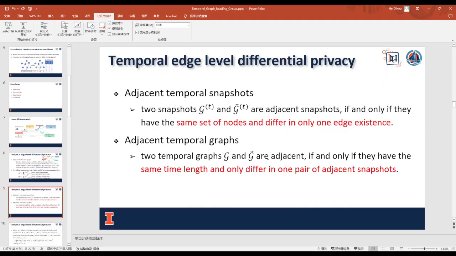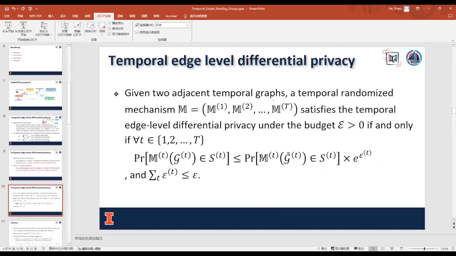Next we will prove that the proposed mechanism is a temporal edge-level differential privacy mechanism. Given that previous works only define differential privacy on plain graphs, we start by defining temporal edge-level differential privacy. Here we first define the adjacency concept on temporal graphs. First, we define adjacent temporal snapshots as 2 snapshots that differ in only one edge existence but have the same set of nodes. Then we extend this to adjacent temporal graphs, which are adjacent if they have the same time span but differ in only one period of adjacent snapshots. Given this definition, we extend edge-level differential privacy to temporal edge-level differential privacy. This definition is a quite natural extension of the original differential privacy, extended to the temporal domain by enforcing a similar constraint on snapshots.